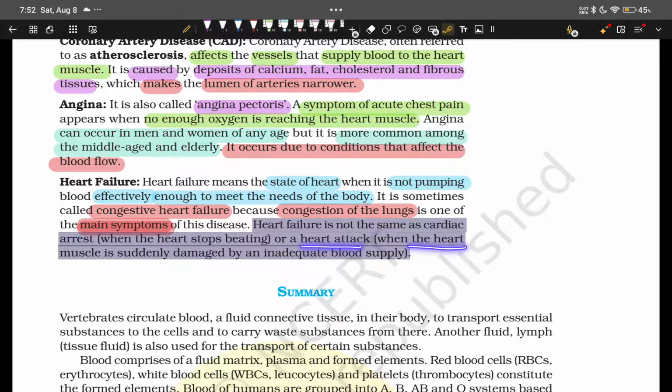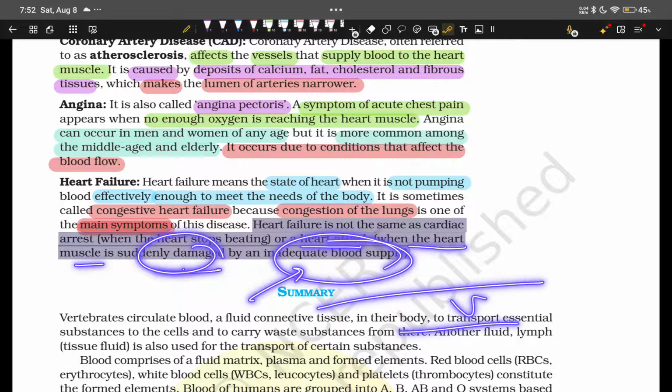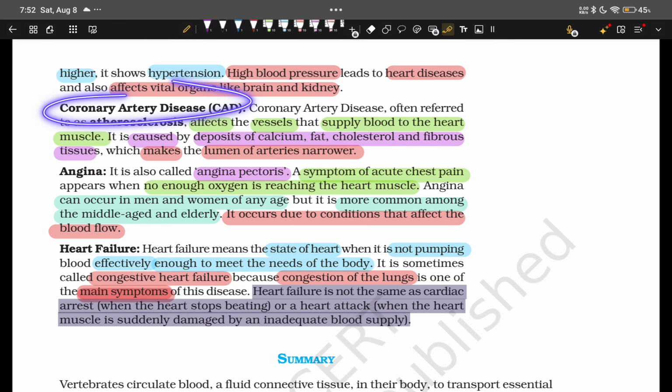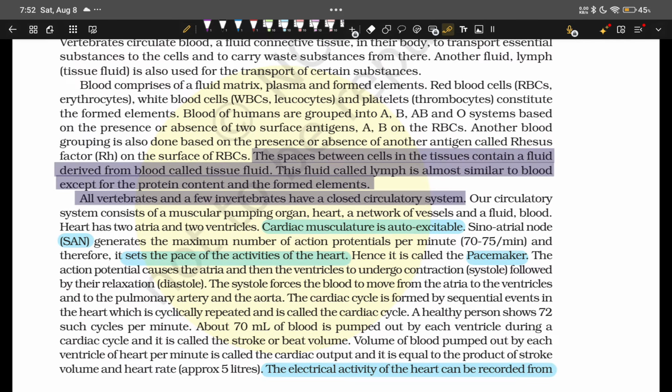Heart attack is when the heart muscle is suddenly damaged, and how can the muscle be damaged? By inadequate blood supply. And how can inadequate blood supply happen? When the blood vessel transporting the blood itself is damaged, and that happens in CAD, which is coronary artery disease. So that was the point I wanted to mention.